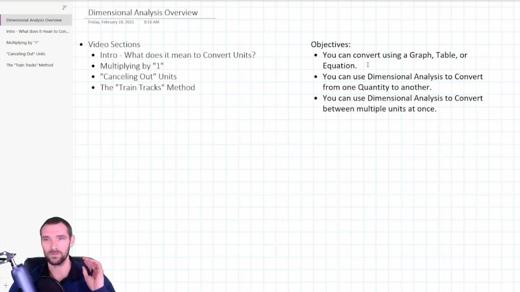Or if you need to convert from one thing to something in the middle to a third thing, we'll also be able to do that, or a fourth or a fifth or a sixth. That's the power of the train track method.